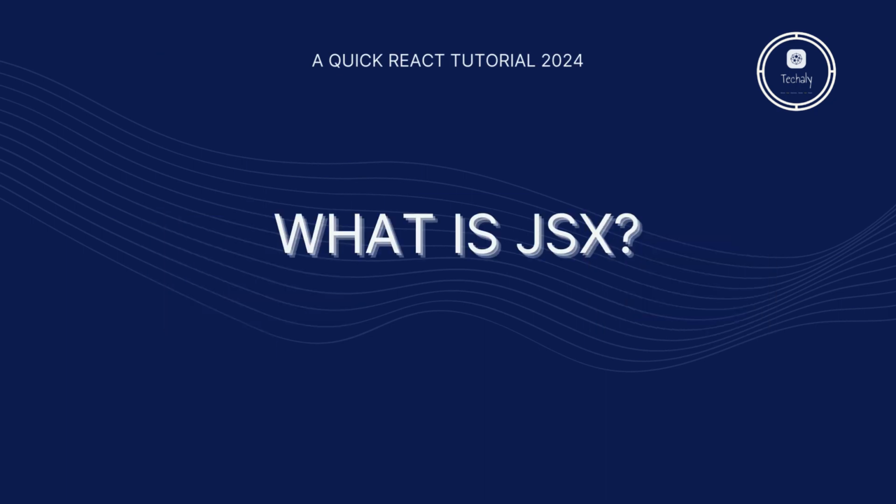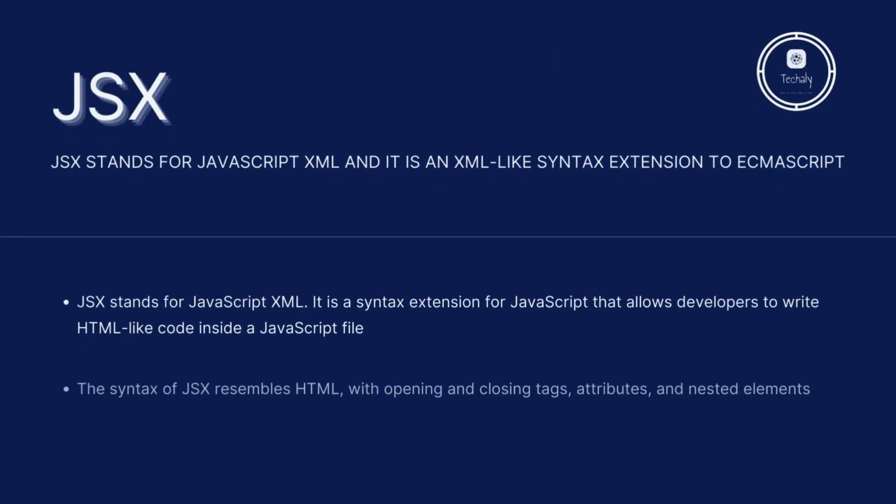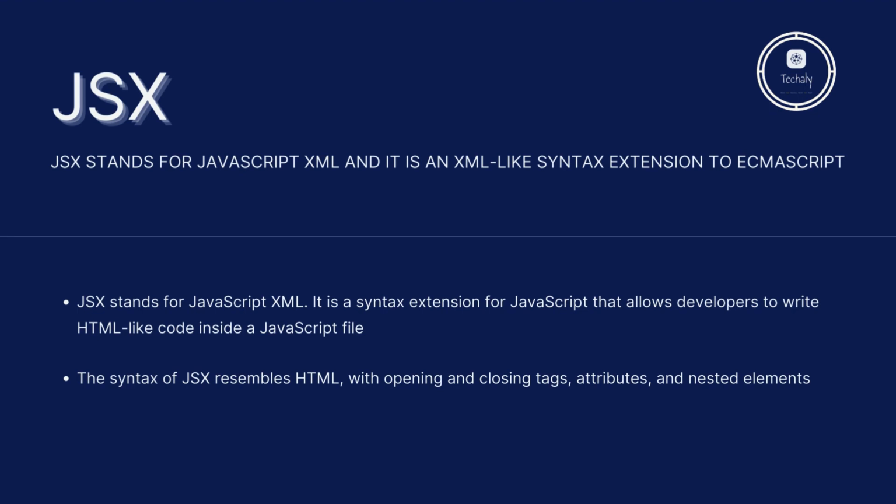What is JSX? JSX stands for JavaScript XML. It is a syntax extension for JavaScript that allows developers to write HTML-like code inside a JavaScript file. It was developed by Meta, formerly Facebook, and forms the basis of React development. The syntax of JSX resembles HTML, with opening and closing tags, attributes, and nested elements.